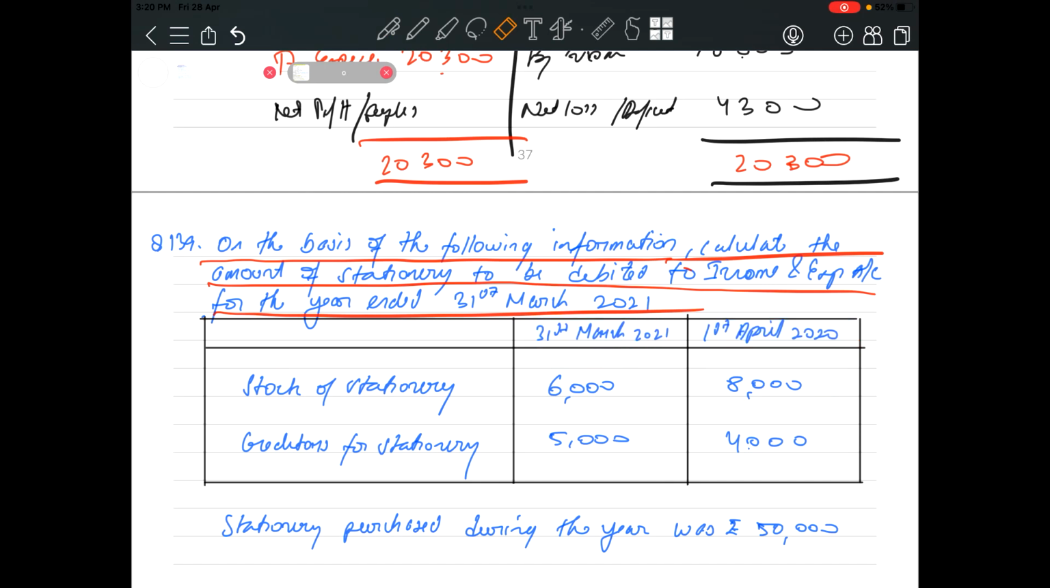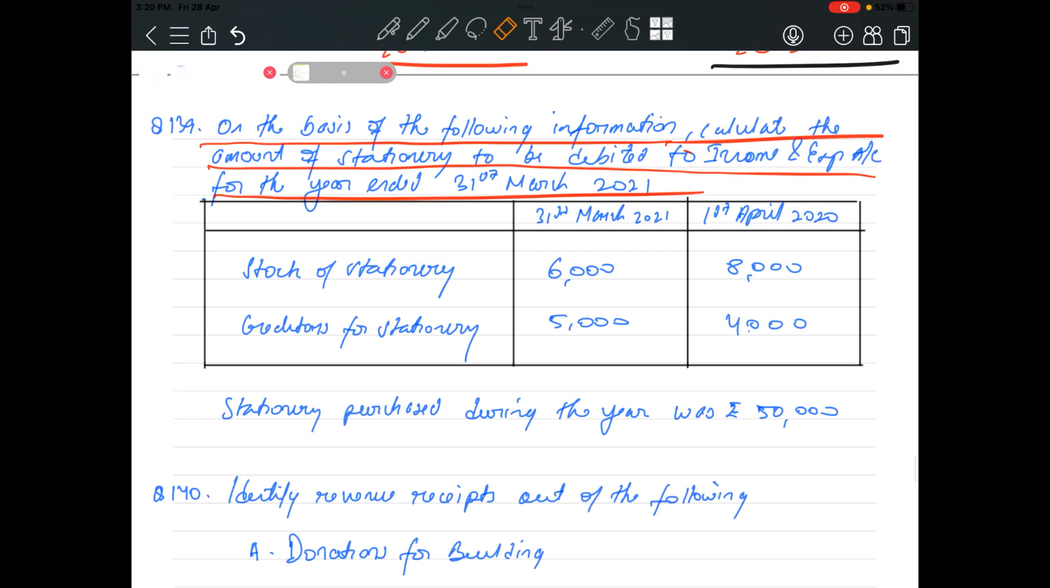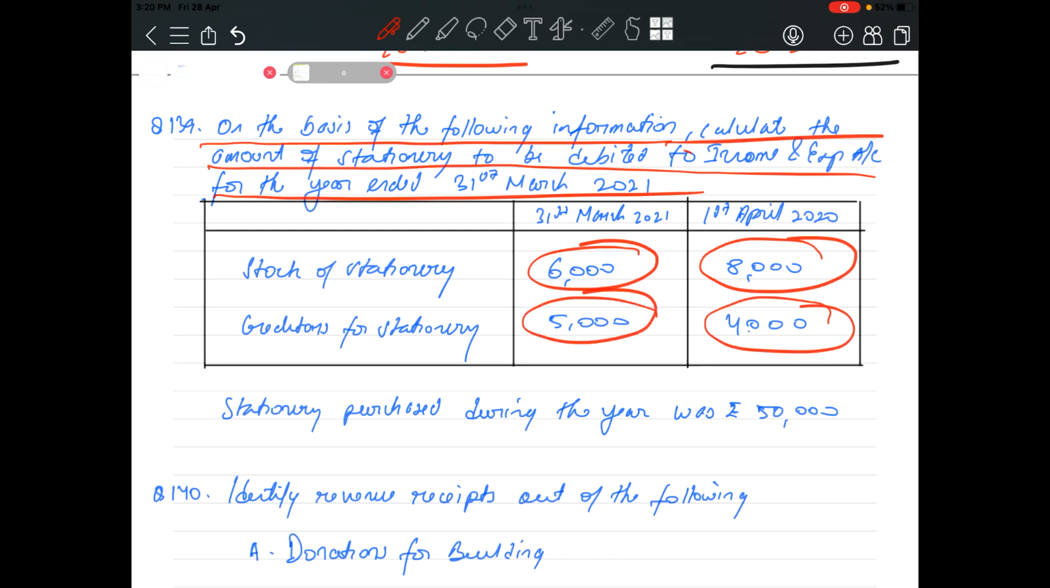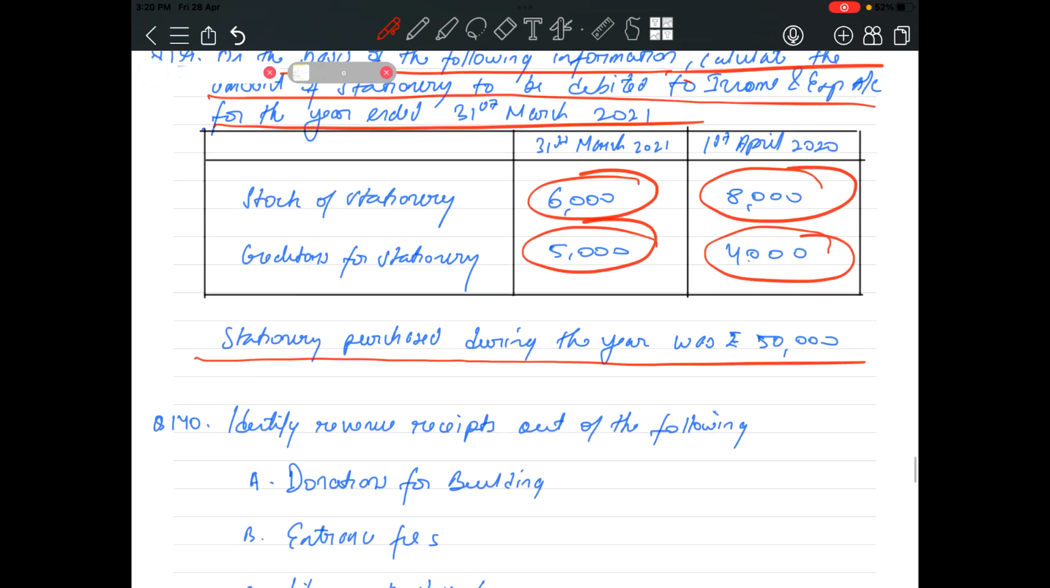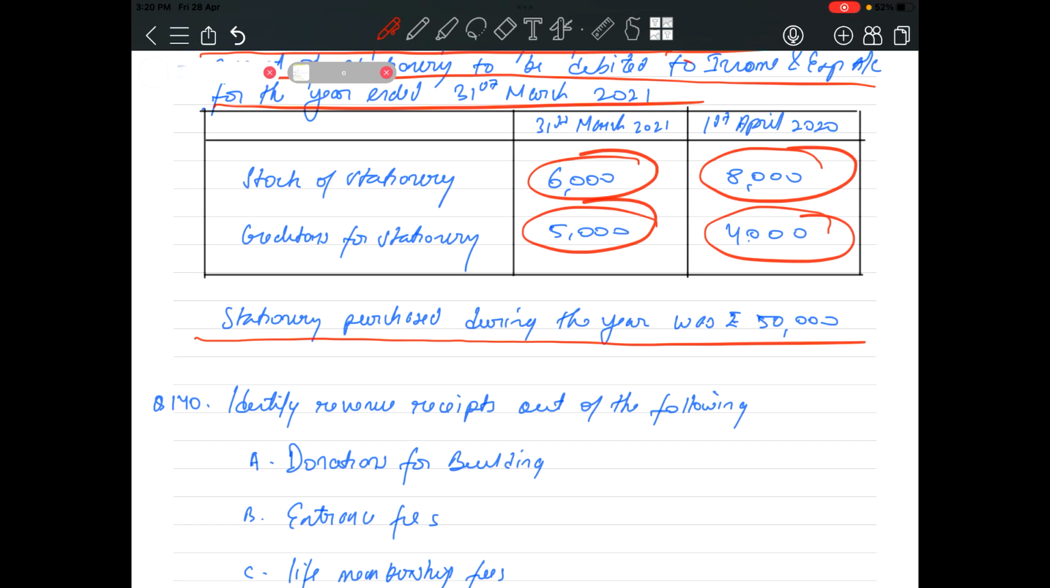You will get this type of question if they want to make the examination very tough. So the opening balance of stock is given and the closing balance is given. Stationery, creditors, opening balance is given, closing balance is given. Now additional information, stationery purchase during the year was 50,000. Now what we have to calculate? We have to calculate cost of stationery consumed.